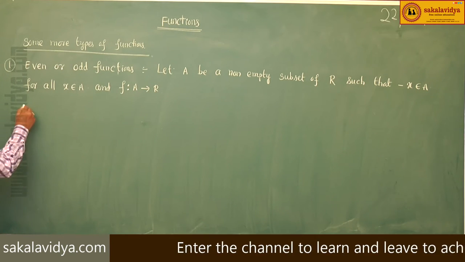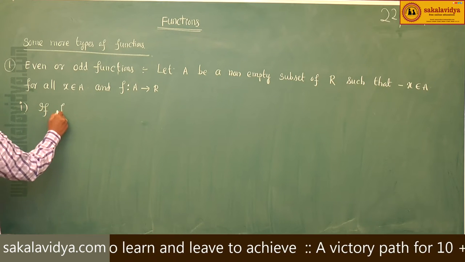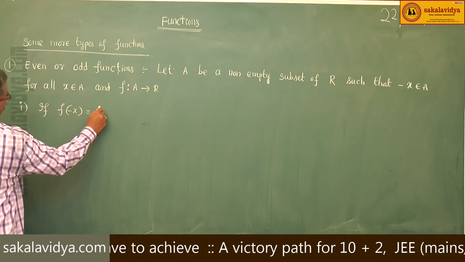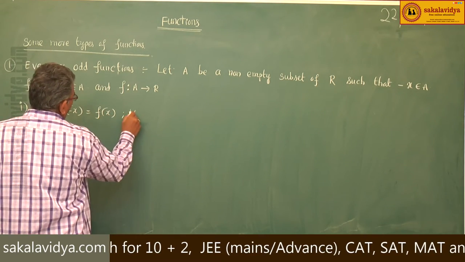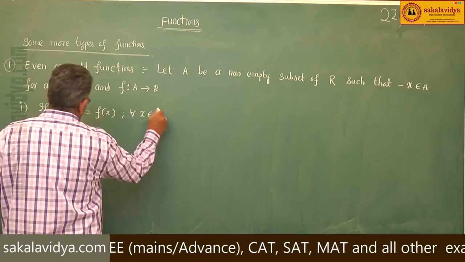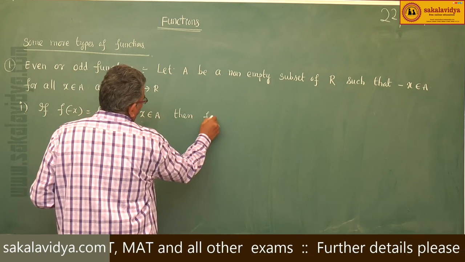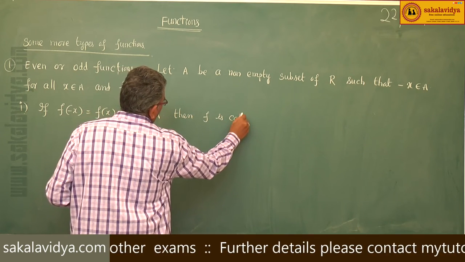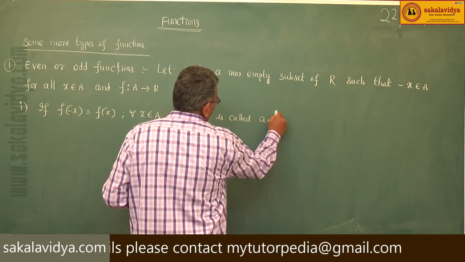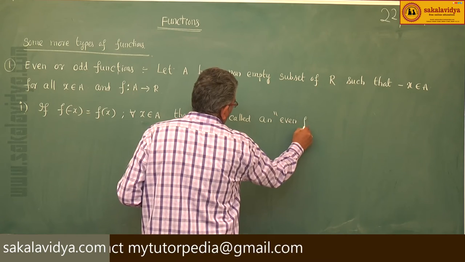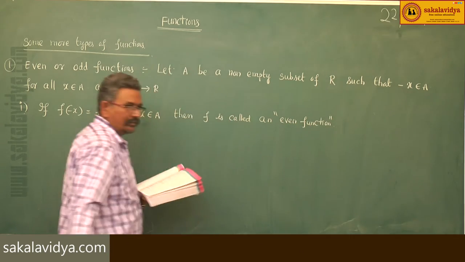First point, if f of minus x is equal to f of x for every x belongs to A, then f is called an even function.